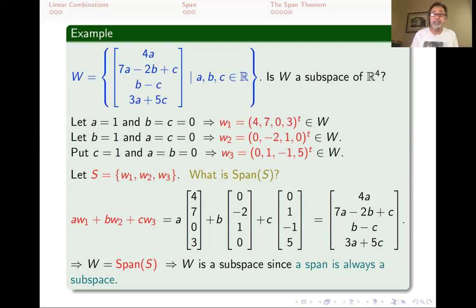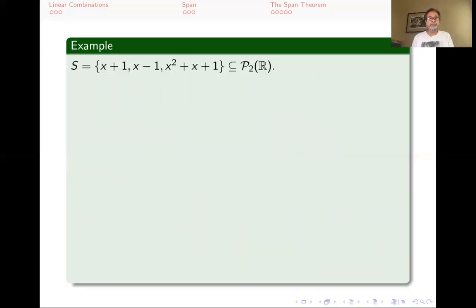Now, the downside is that you have to figure out how to come up with W1, W2, W3. Often, if there are parameters, like here A, B, and C, this trick of letting one of the parameters be 1 and the other ones 0, and doing that for all the parameters works. But sometimes you might have to do something else. So that was one example that shows span can not only help you create subspaces, it can help you decide if something is a subspace or not.